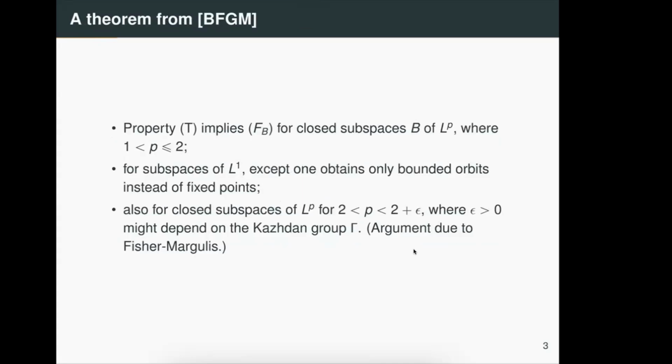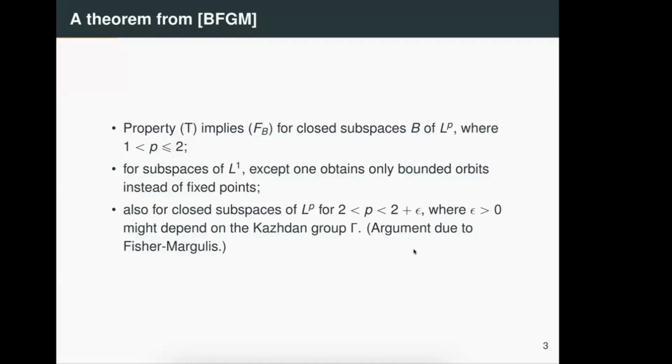They considered a lot of different scenarios. For L^p spaces, they first show that if you have property T, then if you go beneath 2, so you take L^p spaces for p between 1 and 2, you still have this fixed point property. And in L^1, when p is equal to 1, because L^1 is not uniformly convex, instead of finding a fixed point, the conclusion is that you have bounded orbits.